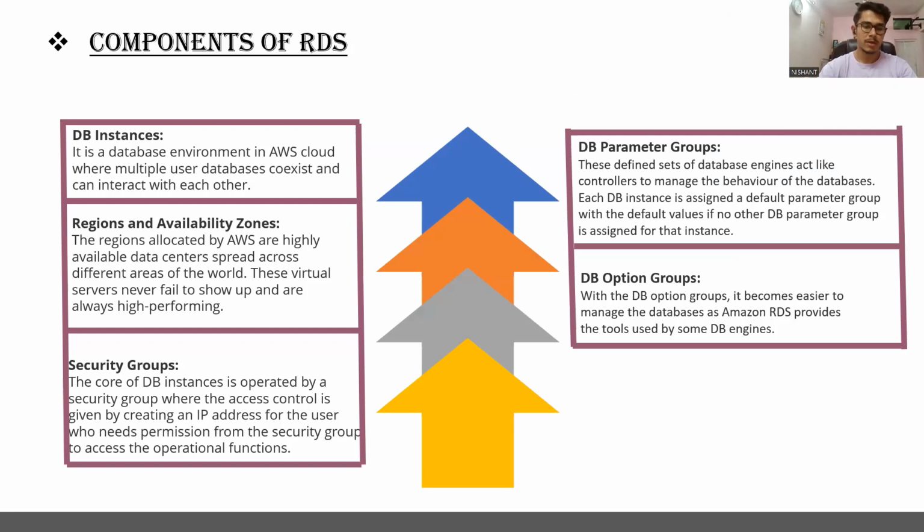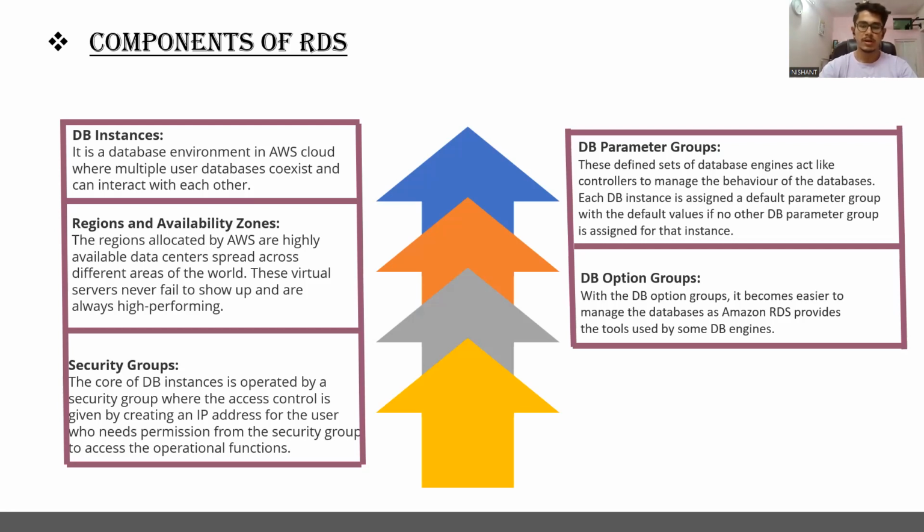The next component is security groups. The code for database instances is operated by a security group, where access control is given by creating an IP address for the user who needs permission for the security group to access operational functions. You can give multiple security groups in an instance.